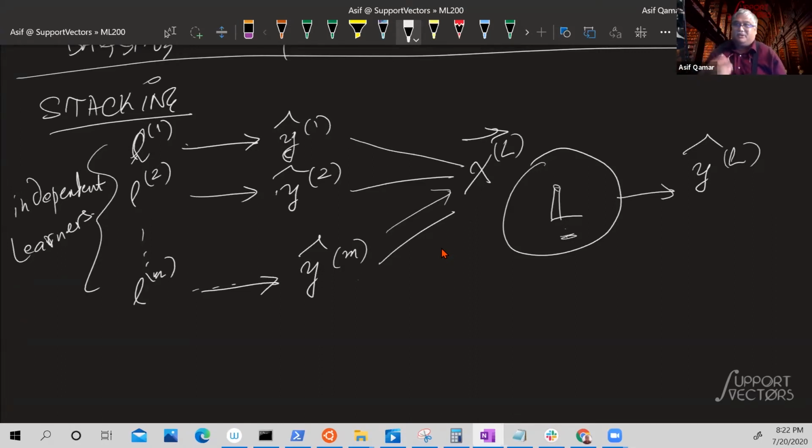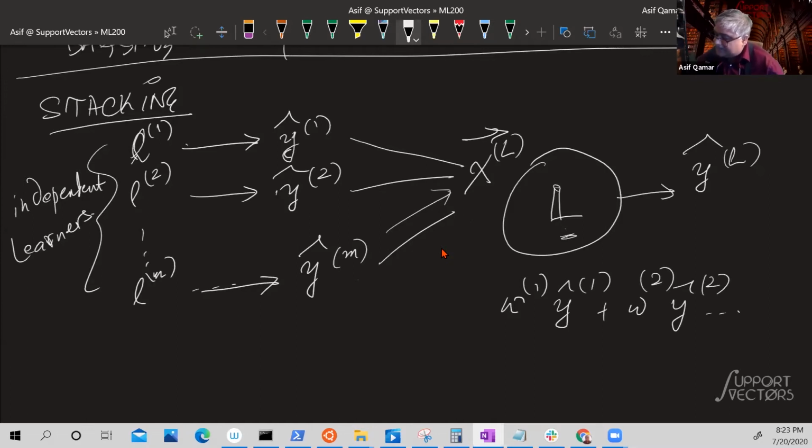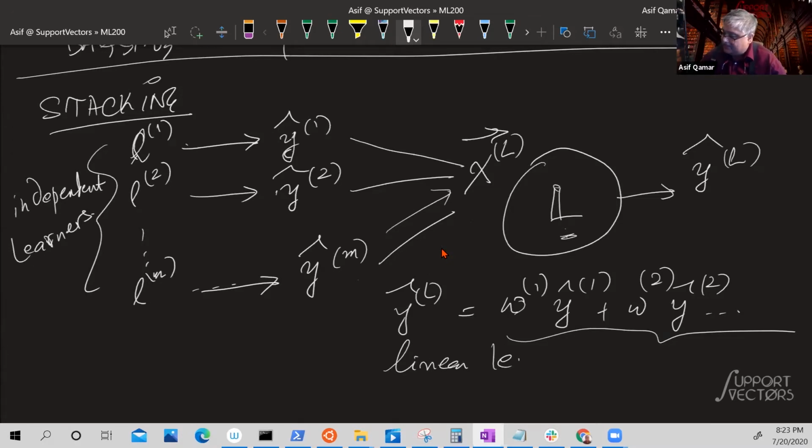A very simple way would be a linear combination. Let us say W1 times y hat 1 plus W2 y hat 2. It could be something like this. Do you realize that? You could do a sort of weighted combination for regression. This would be a simple example, a linear learner at the end.